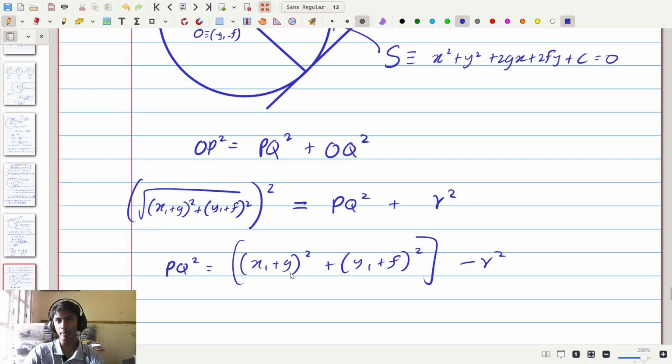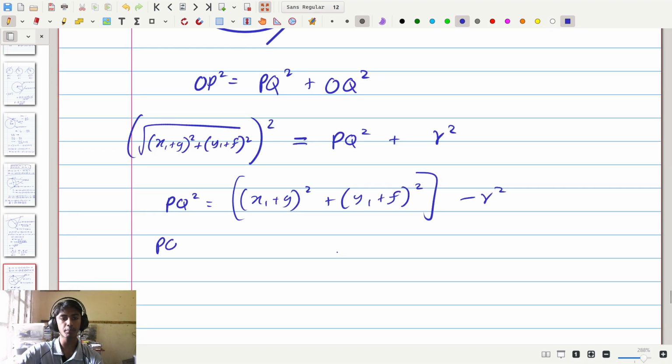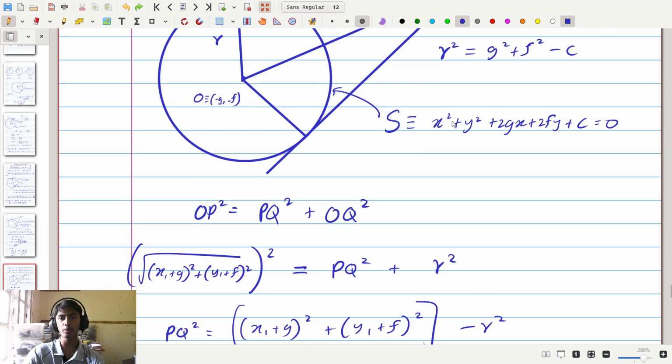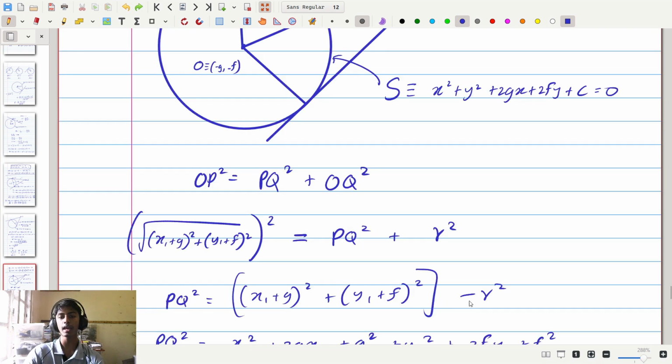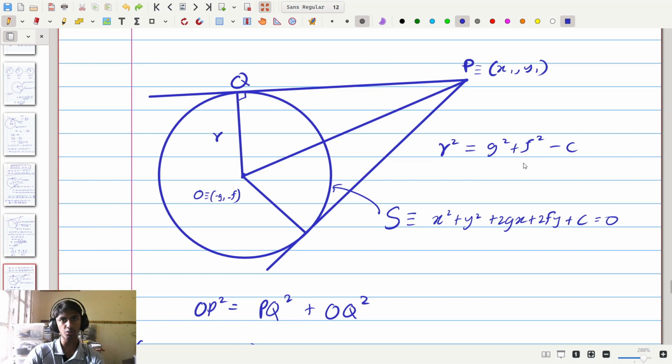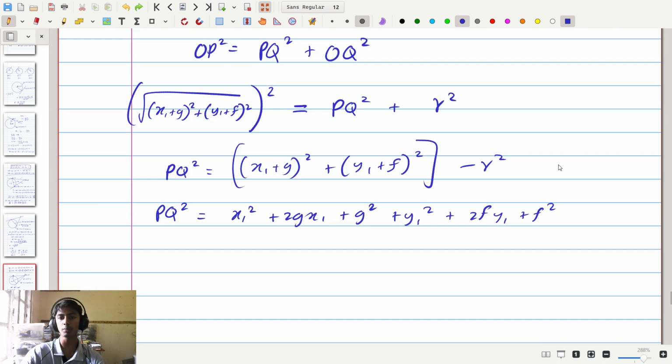Now then, let's expand and simplify each of these terms. Here we have that PQ squared is equal to, expanding this, x1 squared plus 2gx1 plus g squared, and then expanding this we get plus y1 squared plus 2fy1 plus f squared, and then expanding this r squared using the formula that we know, r squared is equal to g squared plus f squared minus c. Therefore, minus r squared is equal to minus g squared minus f squared plus c. Substituting that in, we have minus g squared minus f squared plus c.